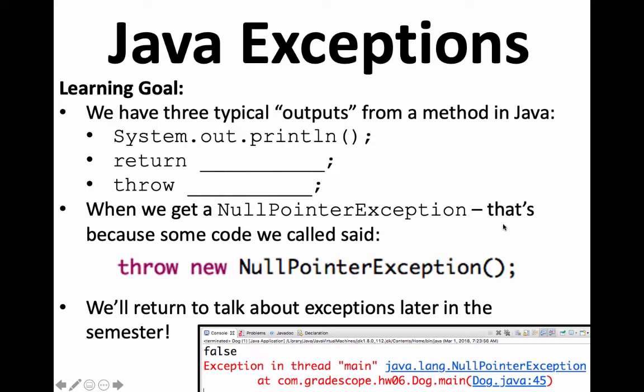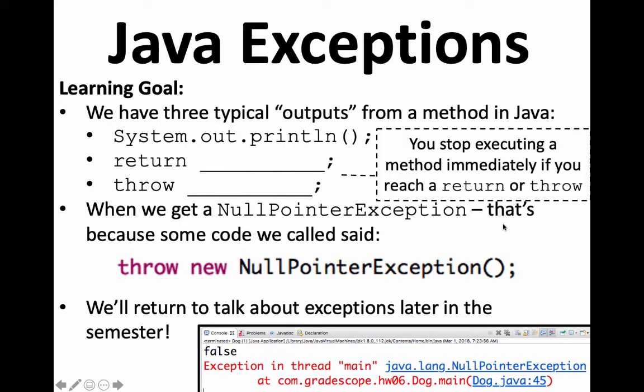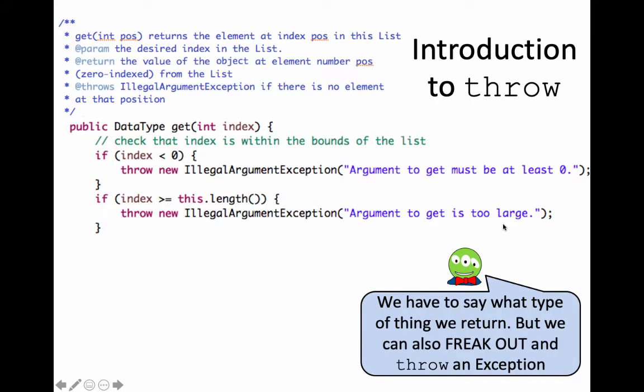And returning and throwing are mutually exclusive. So we either return something or we throw something. When we've seen null pointer exceptions, we got that because someone wrote code that said throw new NullPointerException. And for both return and throw, you stop executing that method immediately after you execute that line. So any line below a return statement or a throw statement will be unreachable. Okay, I've got an example calling throw for you.